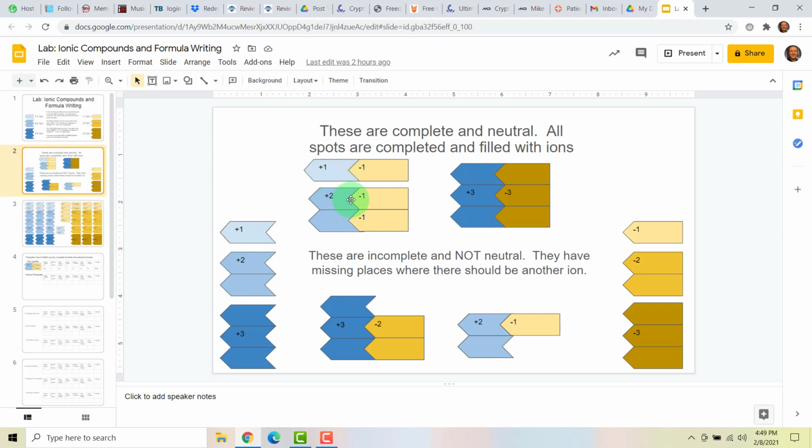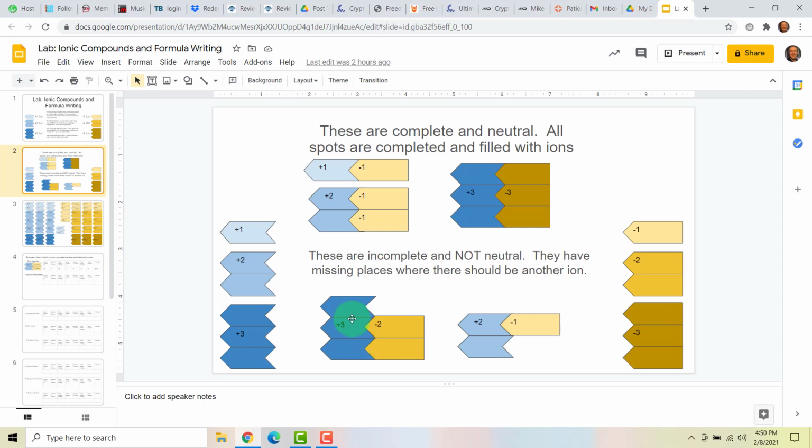We have +2, and that +2 is made up of both of these pieces. And then we have the -1 and -1. So if you combine -1 and -1, we get -2, which balances out with our +2. If we have +3 and -3, those balance out. So those are examples of good molecules that you will be creating. And so you need to make sure it's complete. Now, this is just some of the examples.